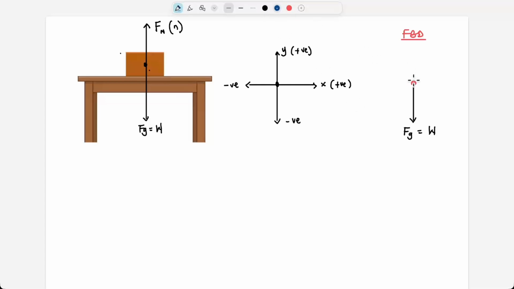But the golden rule is that since this block is not accelerating up or down, it means that the force of gravity is equal to that normal force. So if we are to draw this to scale, both lengths of these vectors have to be equal. So in blue, we have the normal force pointing upwards, and it should be equal in length to this force of gravity acting vertically downwards.